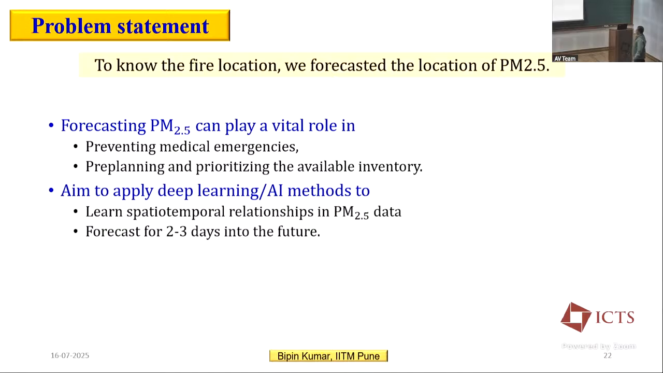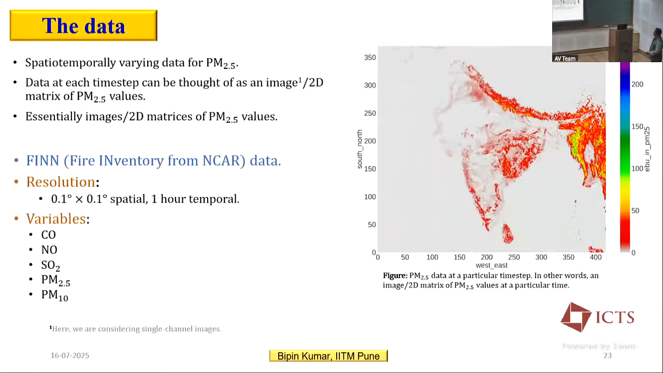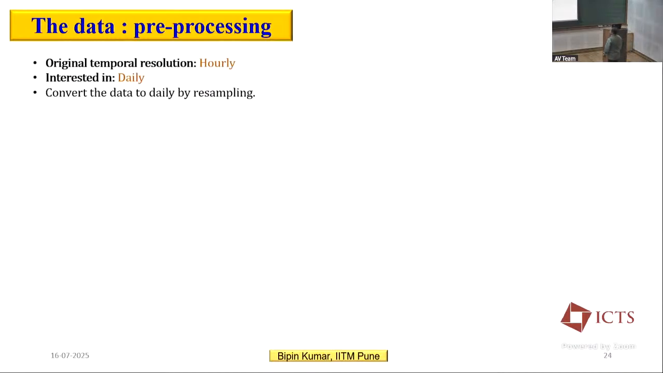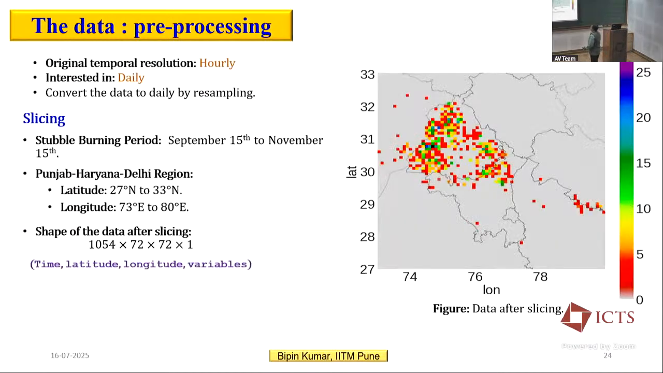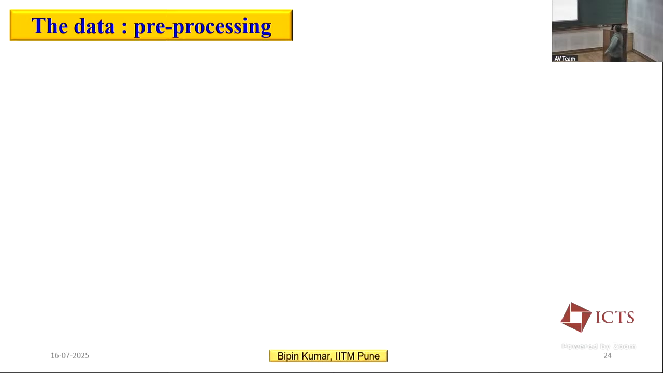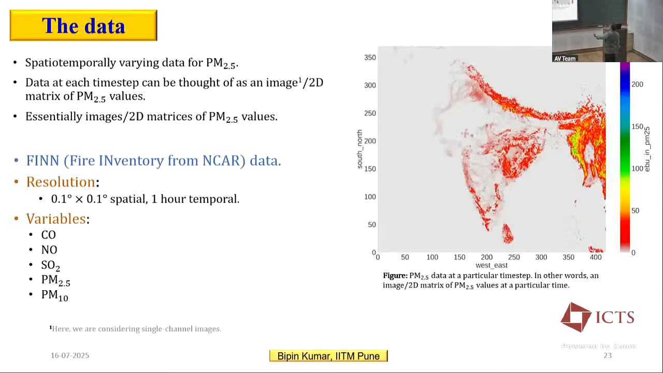I will not go into much detail, but this is the total data, and the resolution of the data is 0.01, though not for all the variables. These are the variables we are going to consider as inputs, as predictors. The first thing is that the data was satellite data, and it is covering everything.